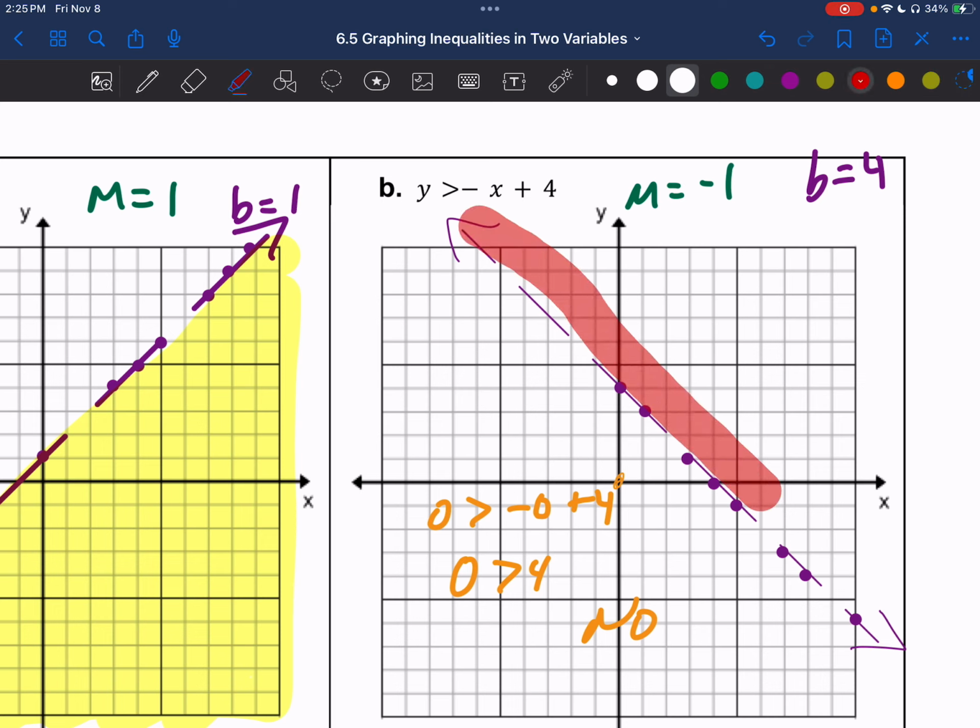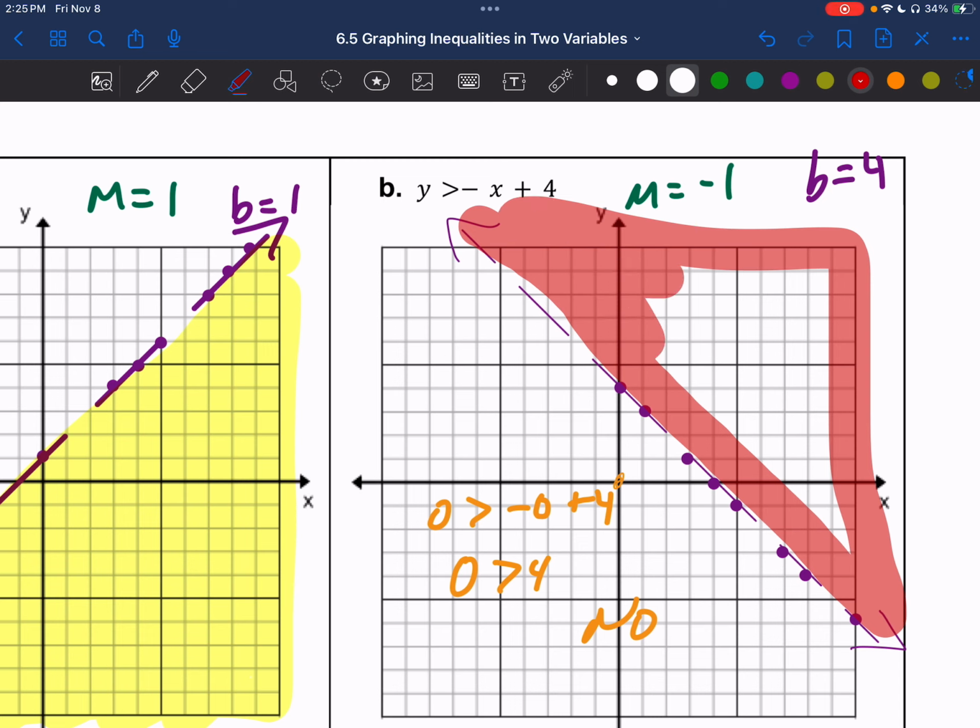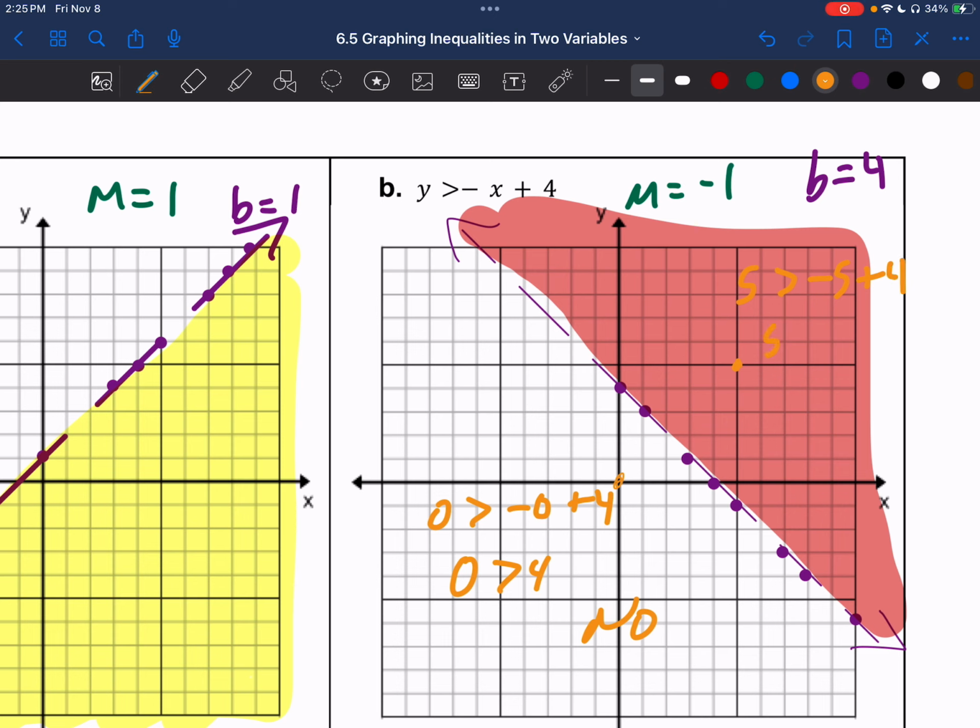All right, so we did our work there. 0 is not part of the solutions, so we're going to shade up here. So if we just threw in a random number and tried, let's say, let's pick the number that was centered right there. Let's pick 5, 5, right? Is 5 greater than -5 plus 4? Is 5 greater than -1? Yes. Right? So if the point is correct, if it is a valid solution, then we shade that side. If it's incorrect, we shade the opposite side.